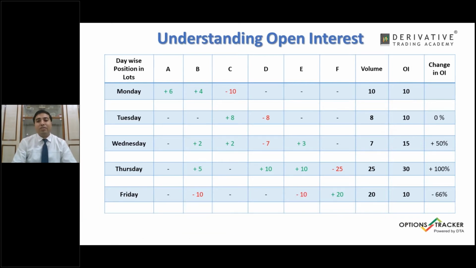Now if I look at the change in open interest, at the end of Monday the open interest was 10, and at the end of Tuesday the open interest is 10. Open interest is the same, while the volume is 8. So what is the change in open interest? There was no change in open interest from Monday to Tuesday.